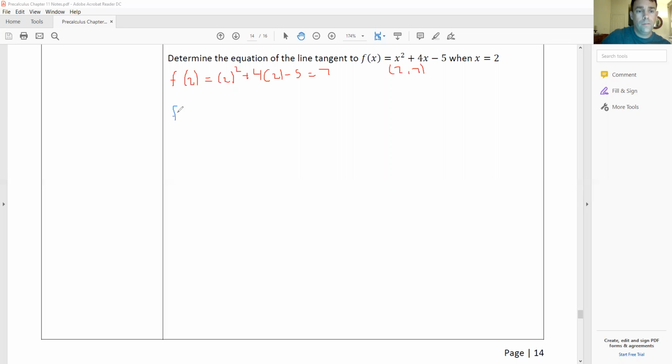Now we're going to do our derivative. So the limit as h approaches 0 of f of x plus h minus f of x, all over h. So we're going to have (x plus h) squared plus 4 times (x plus h) minus 5 minus f of x, all over h.